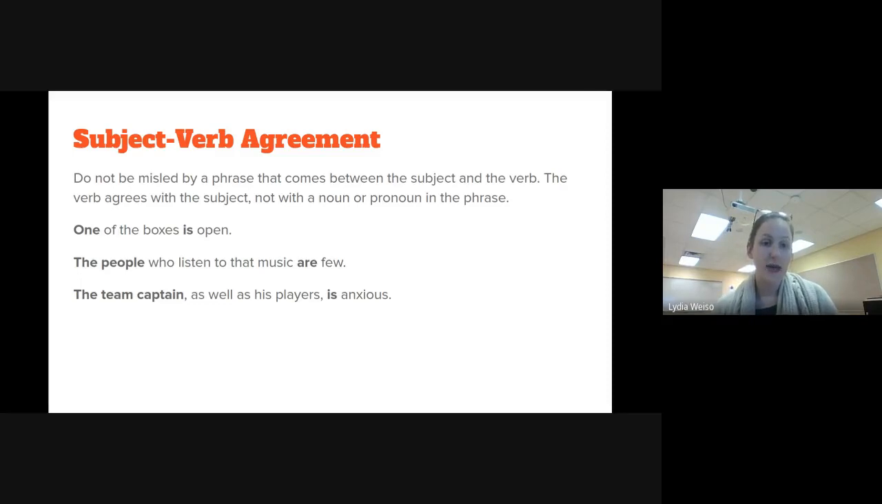In the second sentence, the people who listen to that music, the sentence is not about the music, it's about the people. And because the people is a plural collective noun, we use the plural verb are. The people are few. The people who listen to that music are few. And then you can also do that with phrases that are inside of commas. Be very careful with those. The team captain, as well as his players, is anxious. So the sentence is about the team captain, not really his players. It's about how the team captain feels. And how the team captain feels is anxious.